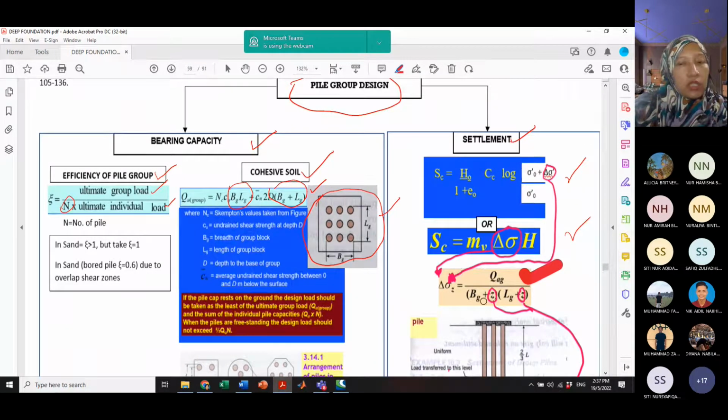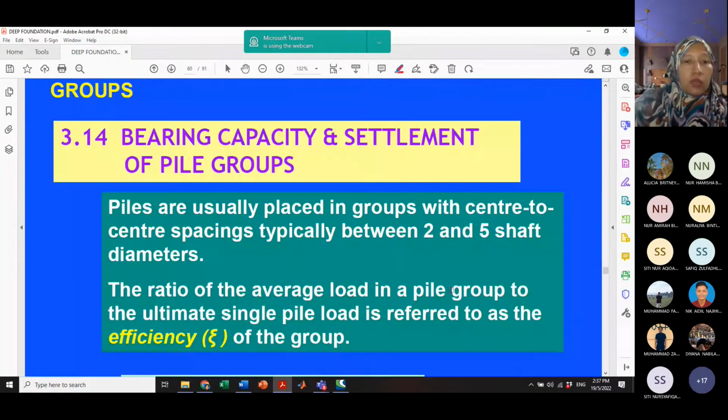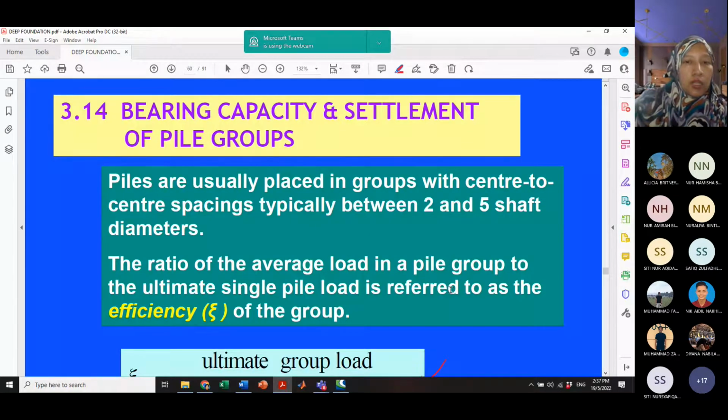So that's why later you will see how the settlement of the pile group can be estimated as a block failure in order to determine the settlement of the pile itself in terms of the stress increment delta sigma z. Here we go in details. So the piles are usually placed in a group with center to center spacing, typically between 2 and 5 shaft diameters.